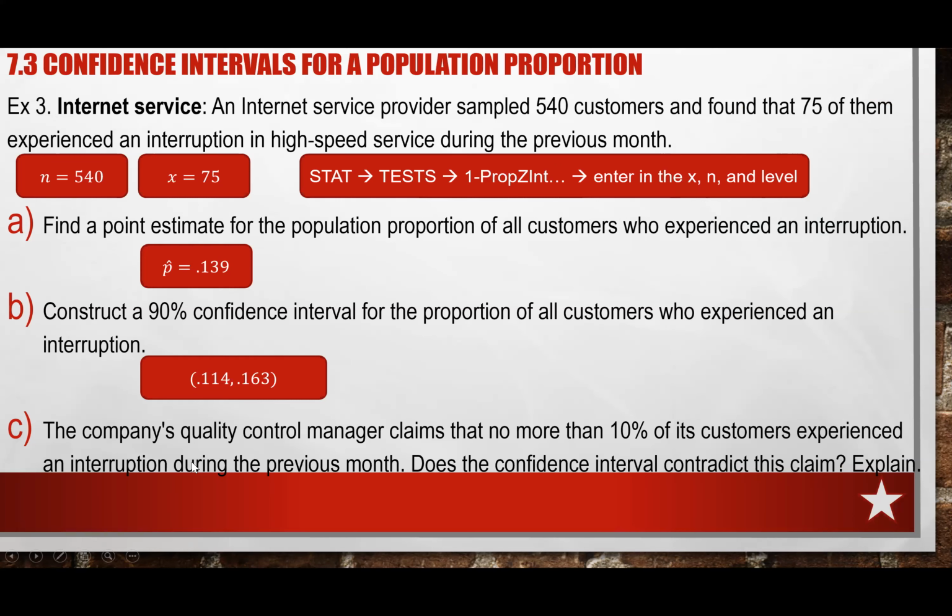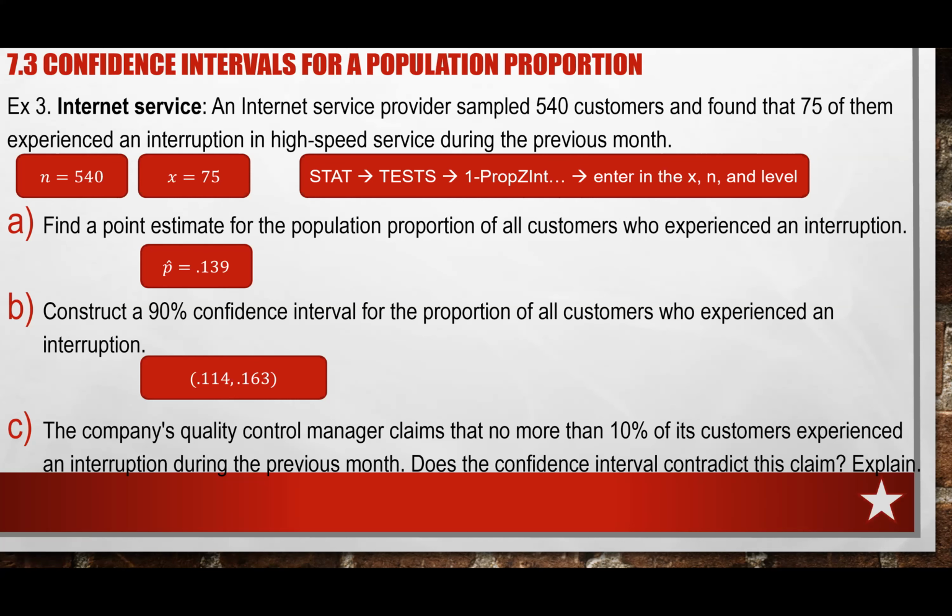So part C, probably this is where a lot of you guys have a problem, is how do you interpret what you calculate, right? This is what they tell you: the manager claimed that no more than 10% of the customers experienced this interruption in the previous month. Does the confidence interval contradict this claim? So you can see that our estimate is between 11% to 16% of the customers experienced this large interruption, right? But the manager came out and said there's no more than 10%, meaning 10% or less, right?